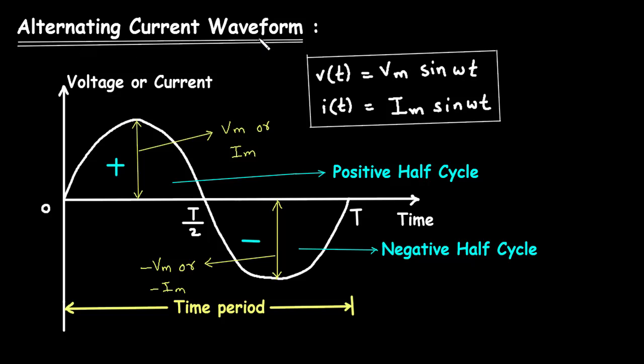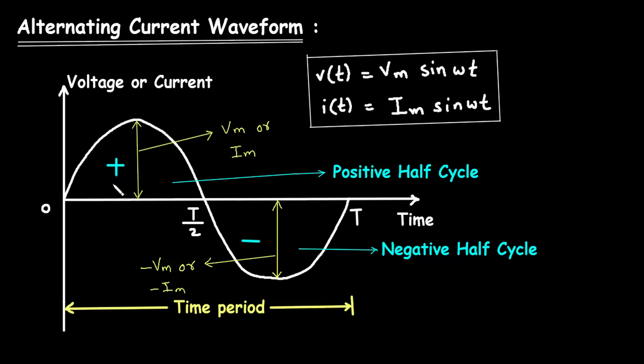Alternating current waveform. Here we can see this is an alternating current waveform. It is a sinusoidal wave. Here on the x-axis we have taken time, and on the y-axis we have taken voltage or current. It may be a voltage waveform or it may be a current waveform. Now since it is starting from 0 point, it is a sine wave.